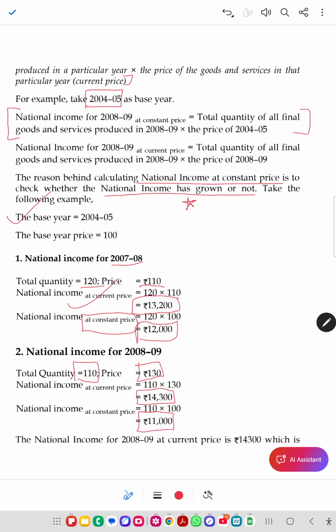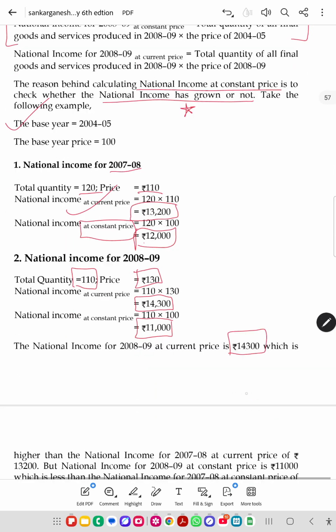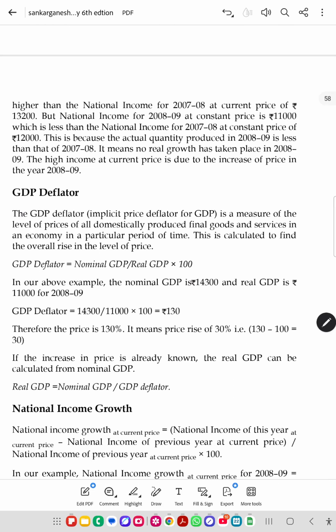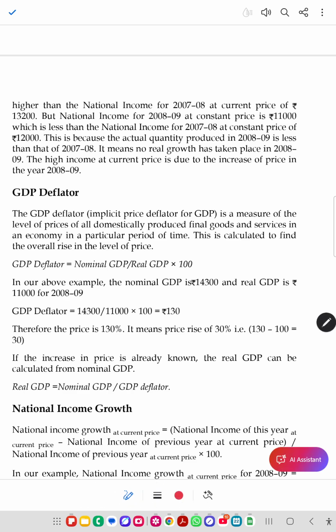National income for 2008-9 at current price is 14,300, which is higher than the national income for 2007-8 at current price of 13,200. But national income for 2008-9 at constant price is 11,000, which is less than national income for 2007-8 at constant price. This is because the actual quantity produced in 2008-9 is less than that of 2007-8. It means no real growth has taken place in 2008-9.